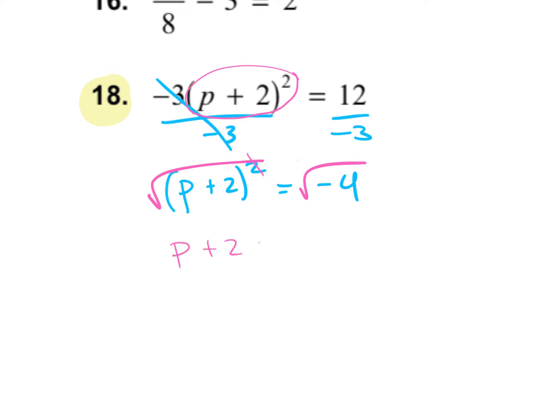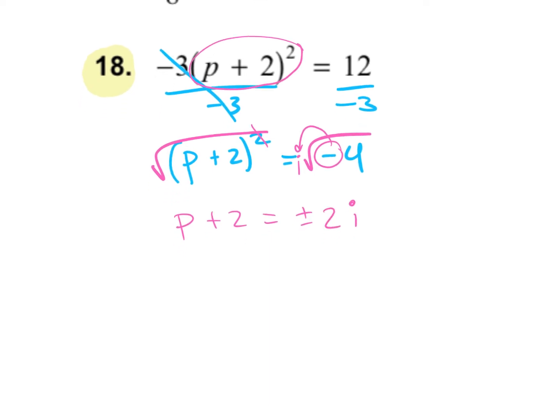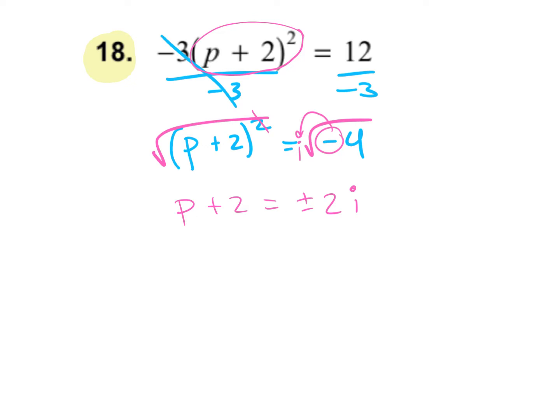So p plus 2 is equal to what? Plus or minus? 2i, because I have a negative under the square root, so that comes out and turns into an i. And the square root of 4 is 2, so plus or minus 2i. And then what's the last step? Move the 2, so I would subtract 2 on both sides. Can I combine negative 2 and 2i? No, so it'd be negative 2 plus or minus 2i.